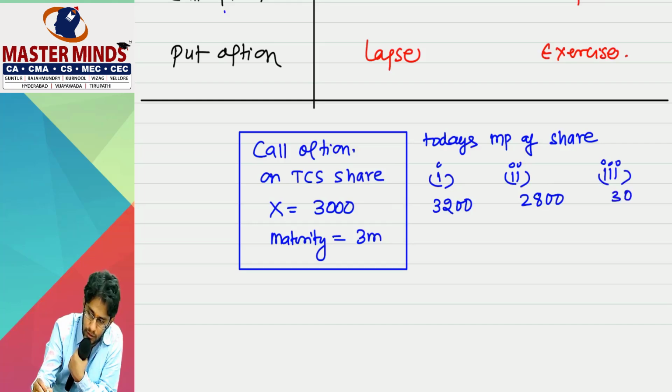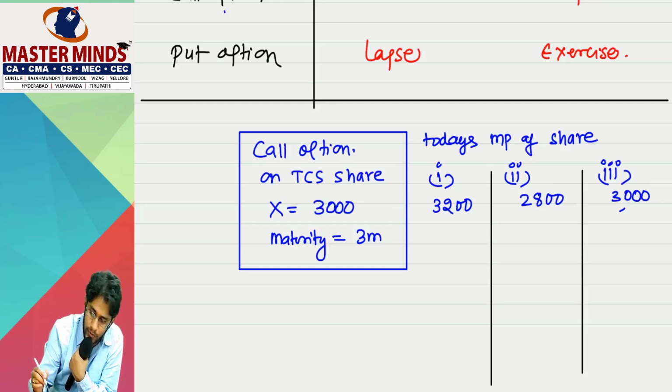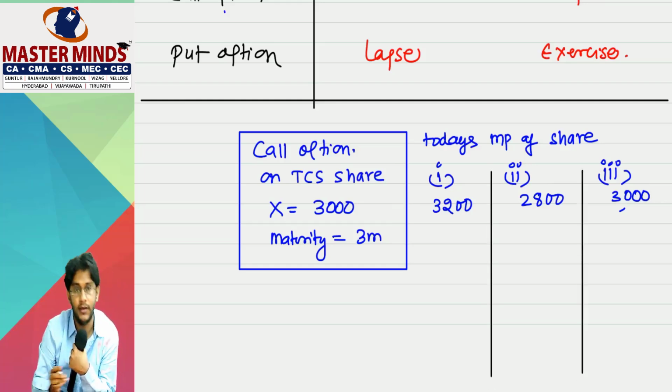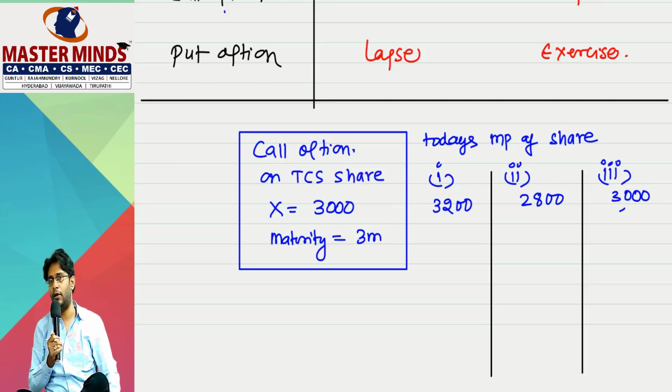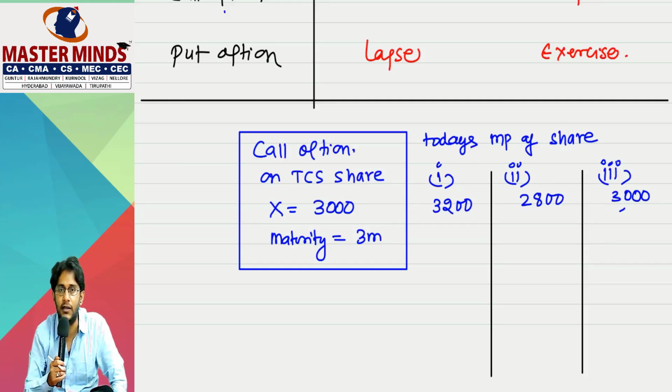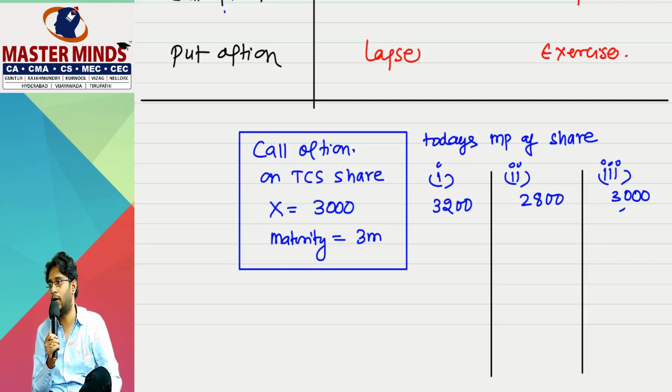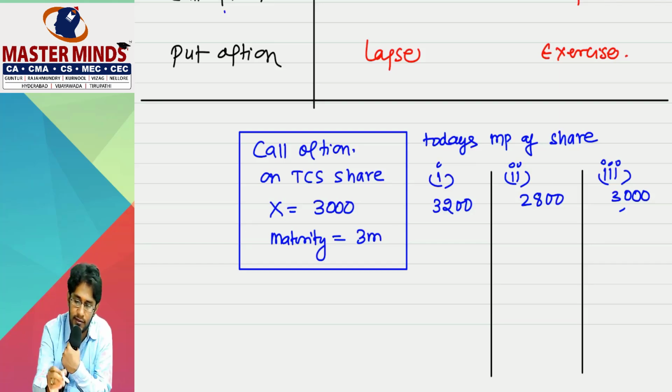Case 3, 3000. Now, in each case you should analyze and tell me whether the call option given to you is attractive or not attractive. You obviously cannot tell me whether you will exercise or not, because the exercise date is not today. The exercise date is after 3 months, exercise or lapse. But as of today, does this option look attractive or not? That's all I am asking.